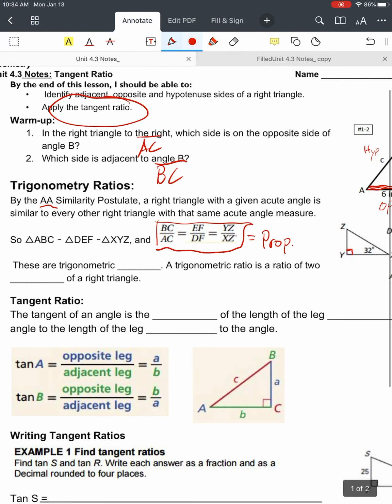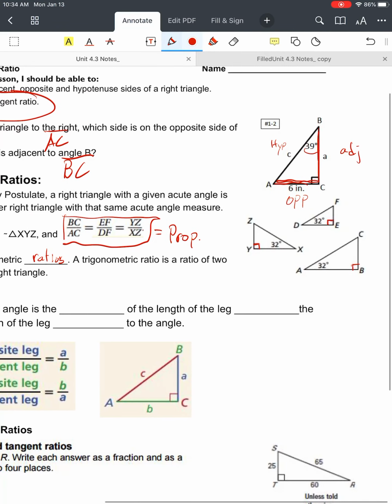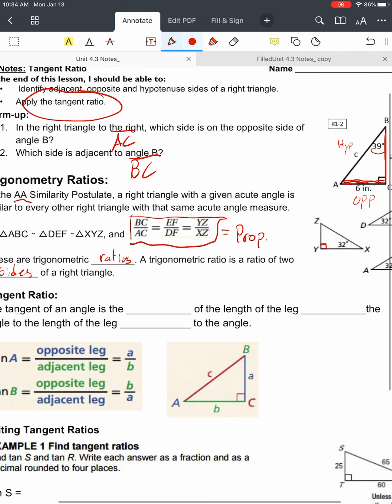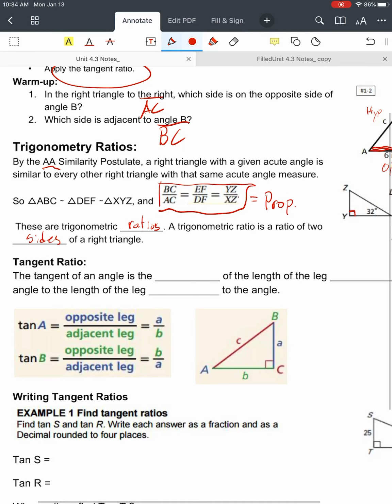So these are trigonometric ratios. A trigonometric ratio is a ratio between two sides of a right triangle. So we're going to be specifically looking at the sides. The angles kind of just tell us, hey, we can use this ratio, but we're going to be specifically looking at the sides. The tangent ratio is the ratio specifically that we're going to look at today. There's a couple other ones, but we'll look at those at a different time.